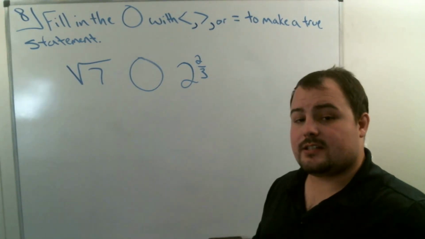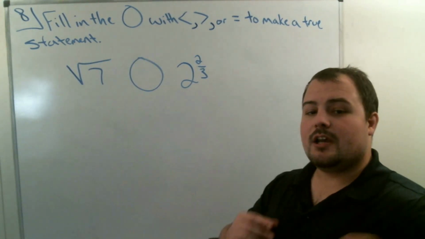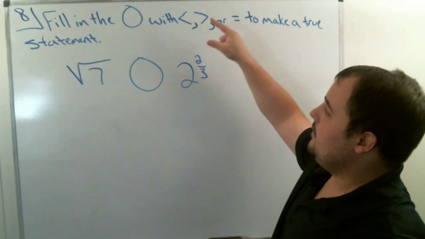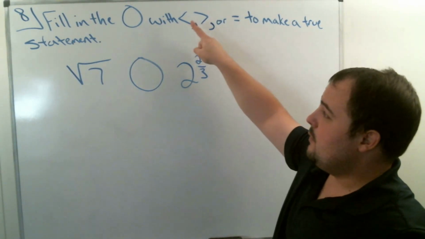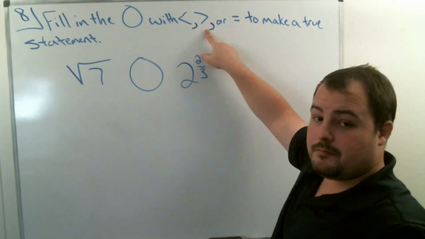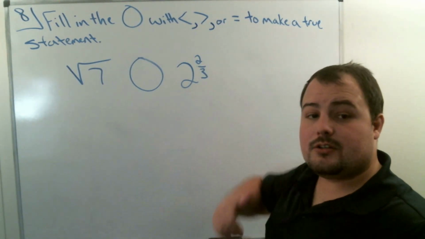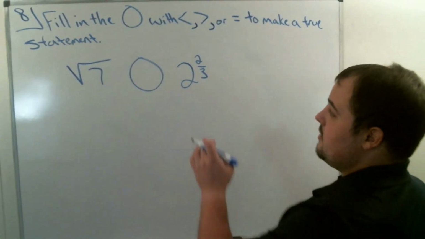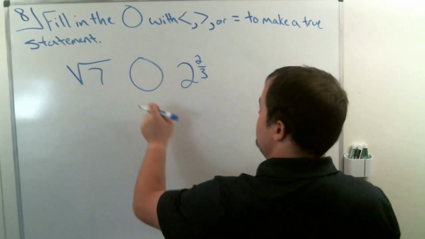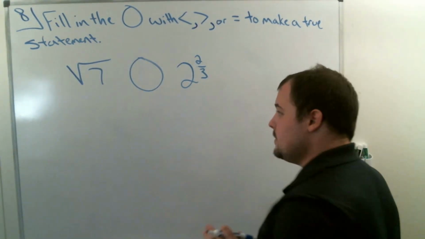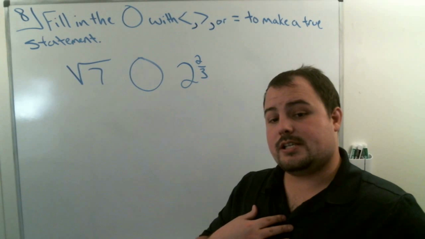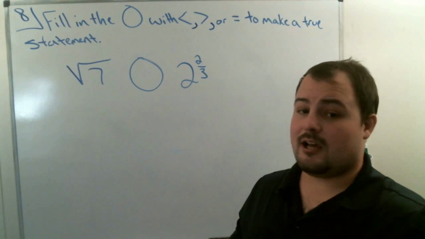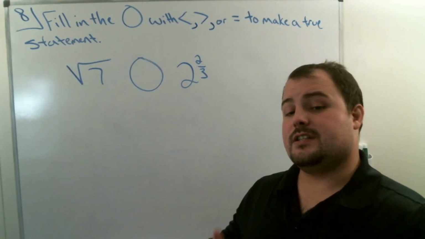All right, so when doing the next example, what we want to do is read the question and then decide how we're going to approach the problem. So here it says fill in the circle with less than, that's what it means. It means that one number is less than, greater than, or equal to make the statement true. So to make a true statement, we have to fill in that circle with either less than, greater than, or equal to say what's happening between these two numbers.